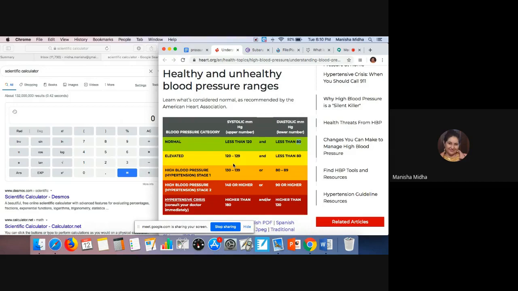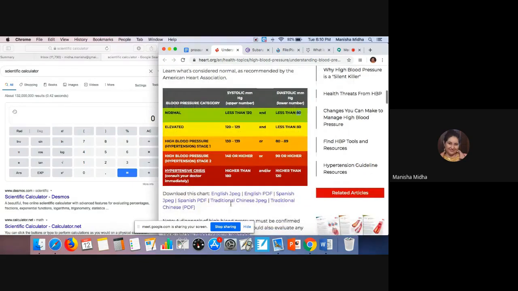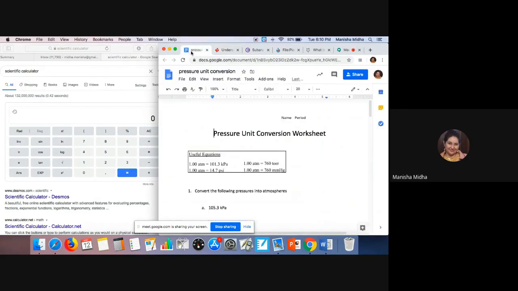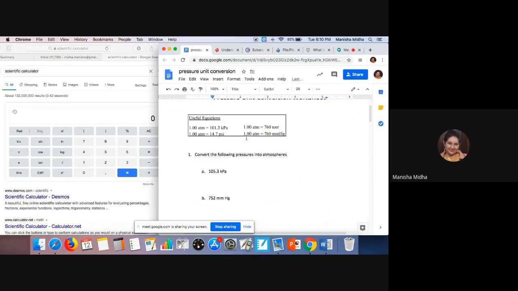If you have high blood pressure problems, they go up to 120 to 129 millimeters mercury, less than 80 millimeters mercury. And this is hypertension, higher than 180, the higher value, millimeters of mercury. So the units are very important. In many cases, millimeters mercury, mmHg, is very commonly used, especially in medical terms. Now let's get to the assignment and let's start working on the problems.